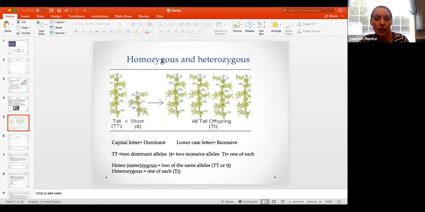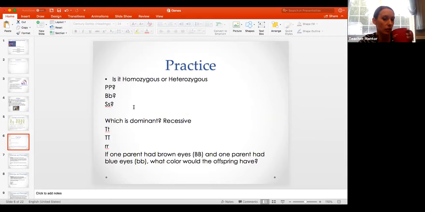Okay, so again, homozygous means the same. Both alleles are the same. Heterozygous means you've got 2 different ones, okay? Capital letter means dominant. Lowercase means recessive. Let's move on here. So a little couple questions here.